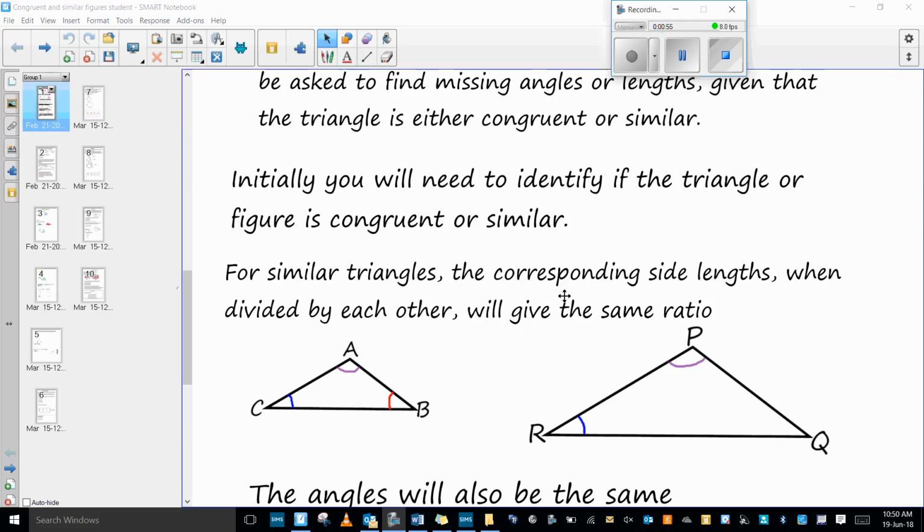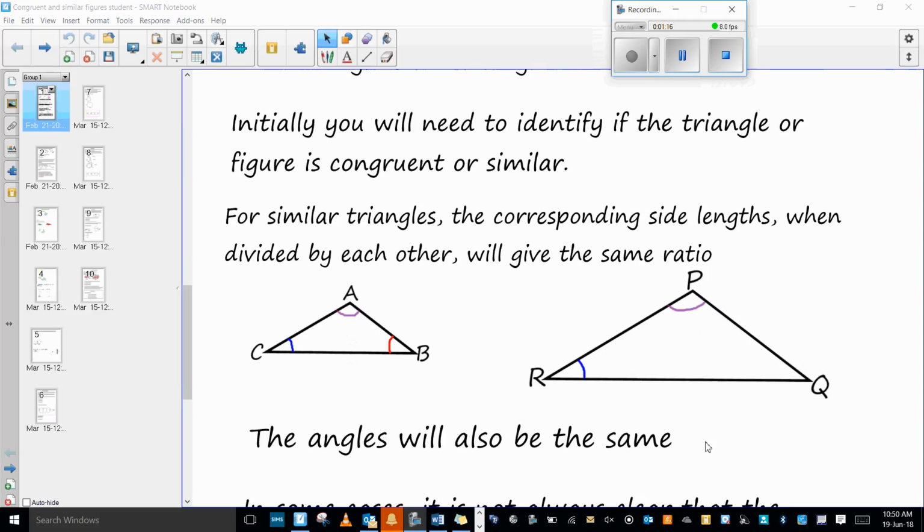So here I've shown that this angle here is the same as this angle because I've done it in the same color, and A is the same as P, which means that B would be the same as the other one, because we know that angles in a triangle add up to 180, and therefore that angle must be equal to this one. When I say that the side lengths are divided by each other, if I were to talk about this length here, I would describe this length as PR.